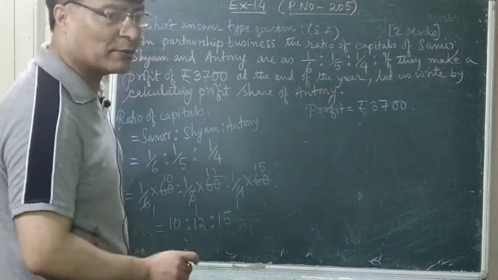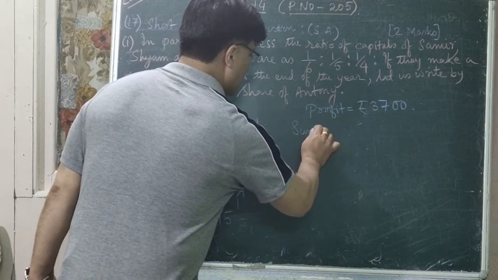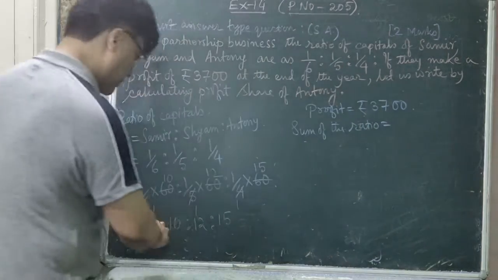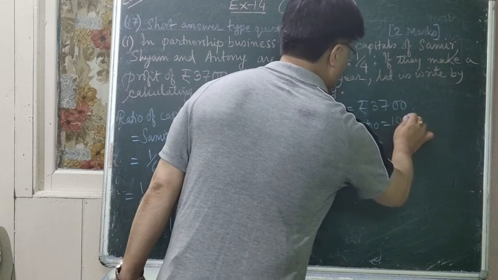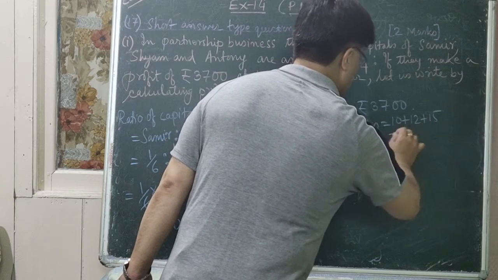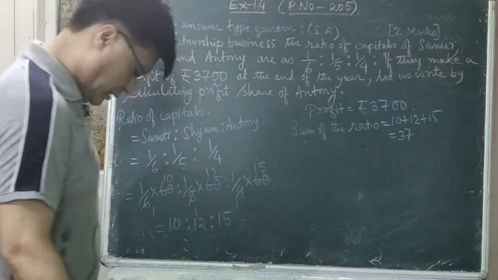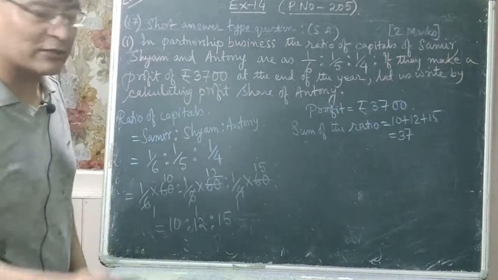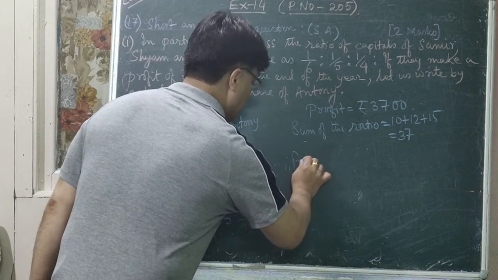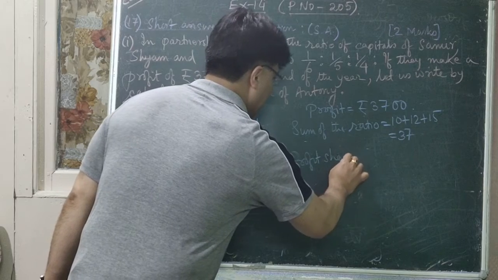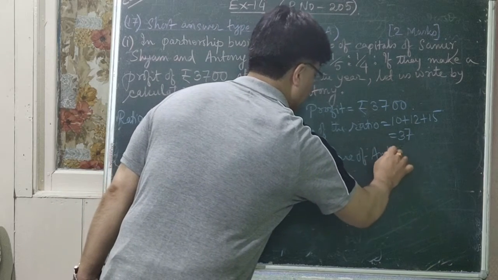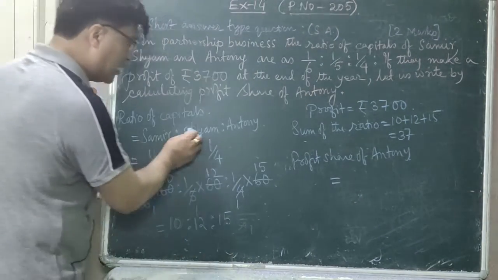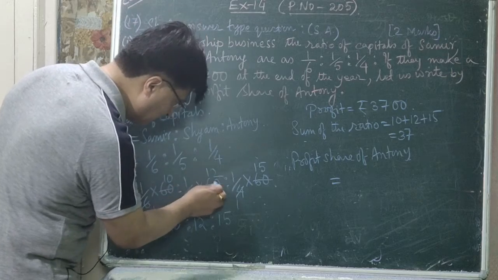ठीक छ? त पहिला हामी sum of the ratio निकाल्छौं. So sum of the ratio is equal to, you can add them, 10 plus 12 plus 15. 10 plus 12 plus 15 is equal to how much is that? This is your 37. Is that clear? Now you can find out the profit share of Anthony now. So therefore profit share of Anthony is equal to, now in this ratio, what is the equivalent number of Anthony?